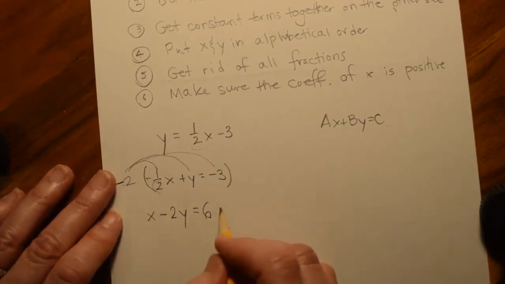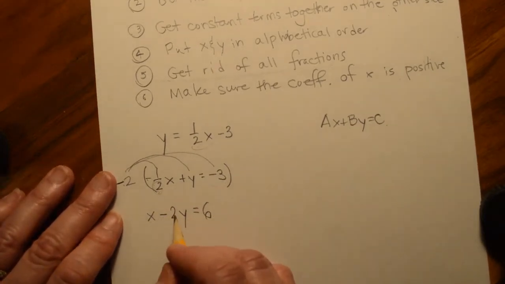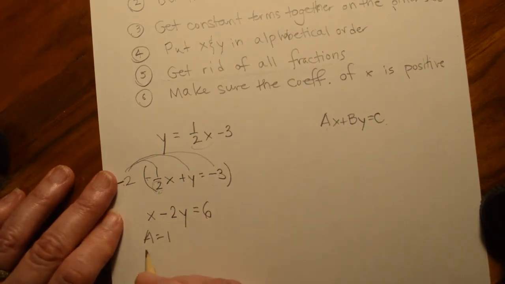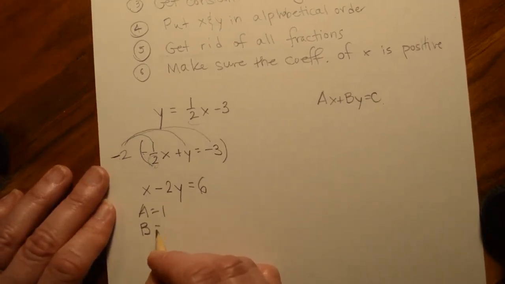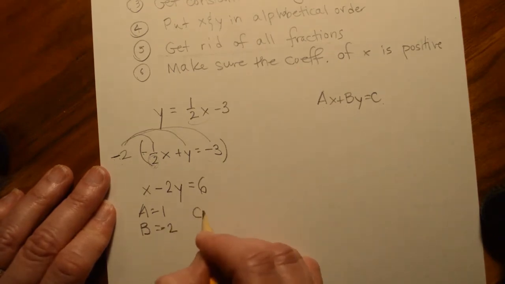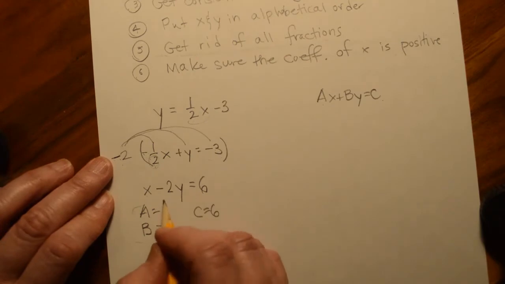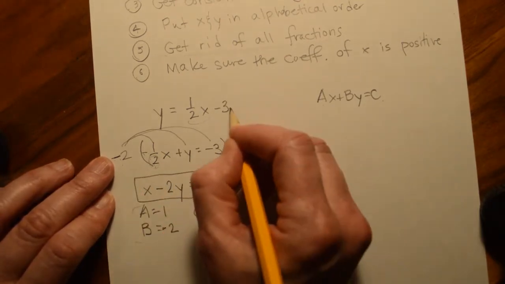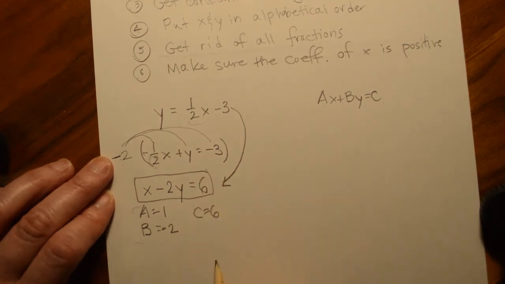All right, so it's now in the form ax plus by equals c. A is equal to positive 1, b is equal to negative 2, and c is equal to 6. Again, not that we really need these for anything, but just in case you're wondering, that's what they are. So we've changed this equation from slope-intercept form into standard form.